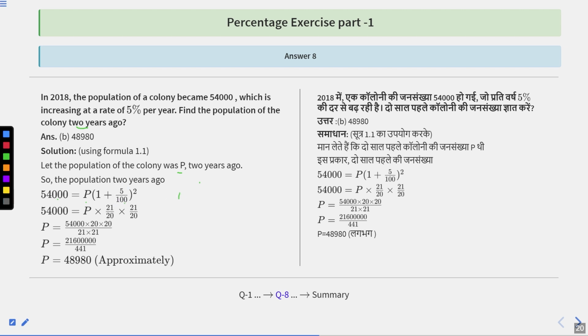So 54,000 equal to P into 1 plus 5 upon 100, which is 21 upon 20, because 1 plus 5 upon 100 is 105 upon 100. That is 21 upon 20, simplifying by 5. It is power 2, so 21 upon 20 into 21 upon 20. So P is going to be 54,000 into 20 into 20 upon 21 into 21. 21 into 21 is 441. So after simplifying, the value of P is going to become 4,89,880 approx value. You are not going to get the exact value, but you have to take the approx value. Option number B is very close to the approx value. So option number B is the correct answer.